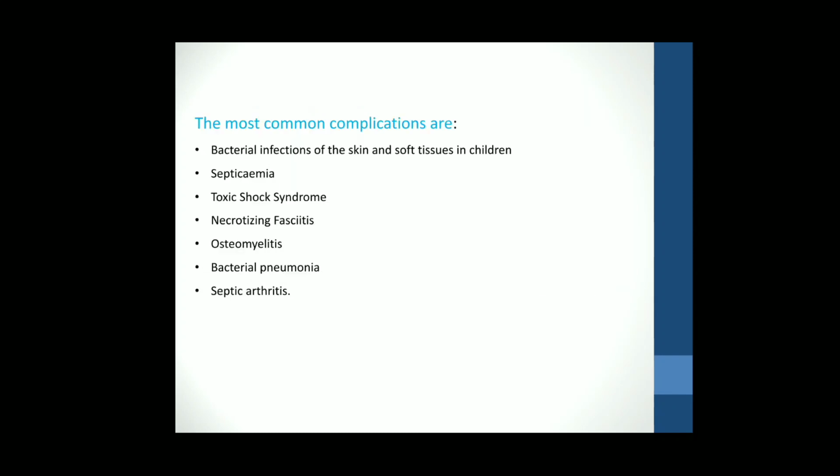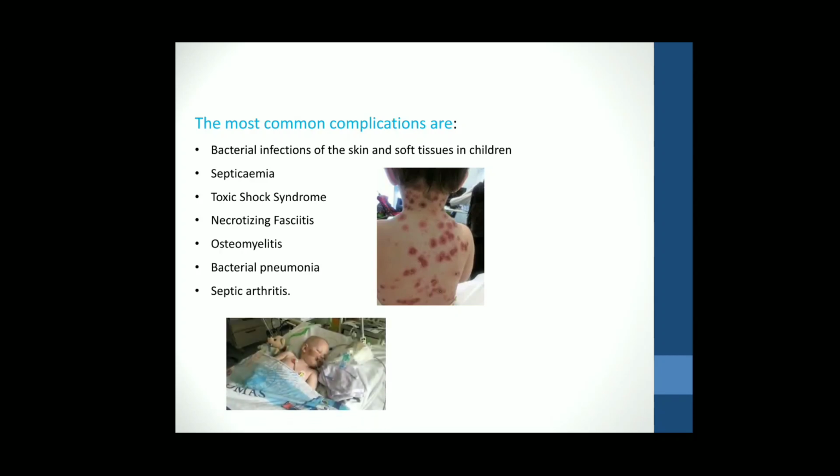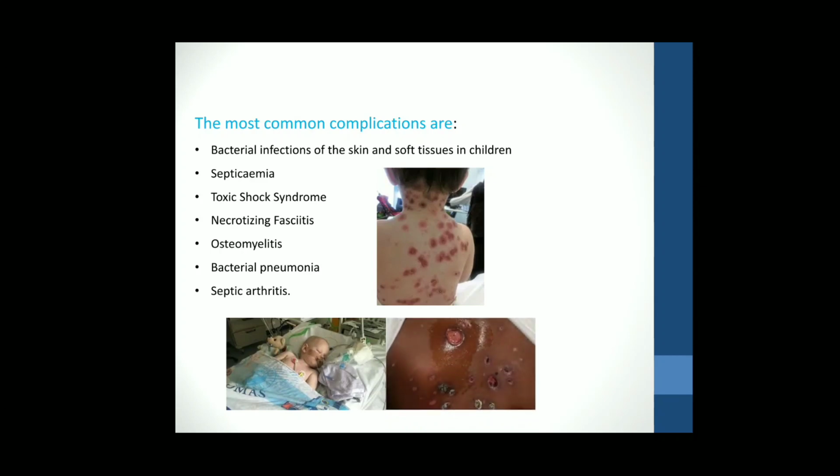These are some complications, and the most common complications are bacterial infection of the skin and soft tissues in children, septicemia, toxic shock syndrome, necrotizing fasciitis, osteomyelitis, bacterial pneumonia and septic arthritis. These are the most common complications of varicella zoster. You can see the patients who have these complications. These are some pictures of complications of chickenpox.